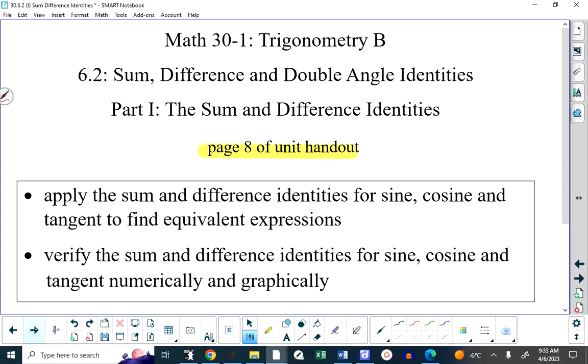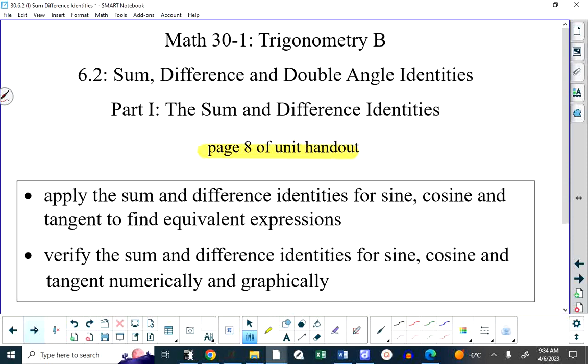And we're going to break 6.2 down into 2 lessons. 6.2 deals with 3 types of identities: sum identities, difference identities, and double angle identities. We're going to be looking today at the sum and difference identities. So basically, the objectives say, once I tell you what the sum and difference identities are, we're going to be applying them to solve math problems.